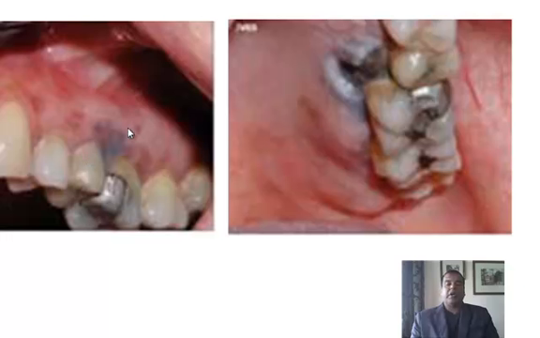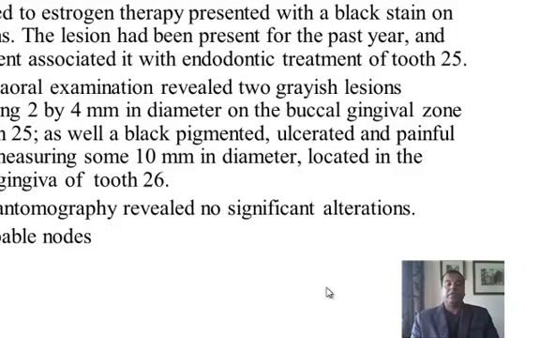discoloration on the buccal aspect of the tooth 2.5 and 2.6, and there is also ulceration and discoloration on the palatal aspect of those teeth. So what we know so far is this is a 57-year-old woman without antecedents of interest and subject to estrogen therapy, presenting with a black stain on the gums. The lesion had been present for the past year, and the patient is associated with endodontic treatment of the tooth 2.5.